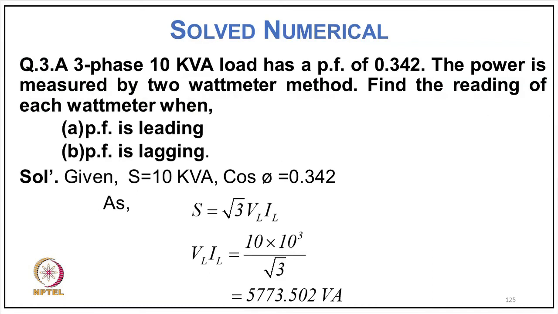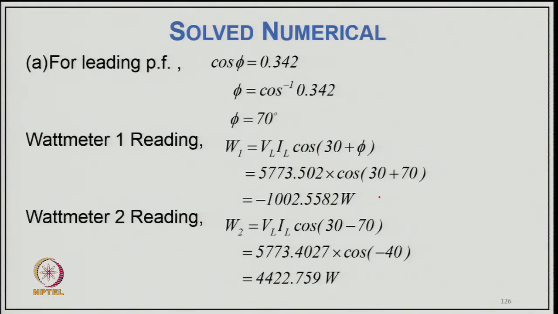Now, coming to example 3. A 3-phase 10 kVA load has a power factor of 0.342. The power is measured by the 2 wattmeter method. Find the reading of each wattmeter when the power factor is leading and when it is lagging. So S equals 10 kVA, cos phi equals 0.342. S equals root 3 VL IL, so VL IL is 10 into 10 to the power 3 by root 3, that is 5773.502 VA. For leading power factor, cos phi equals 0.342, phi is cos inverse 0.342, that is phi equal to 70 degrees.